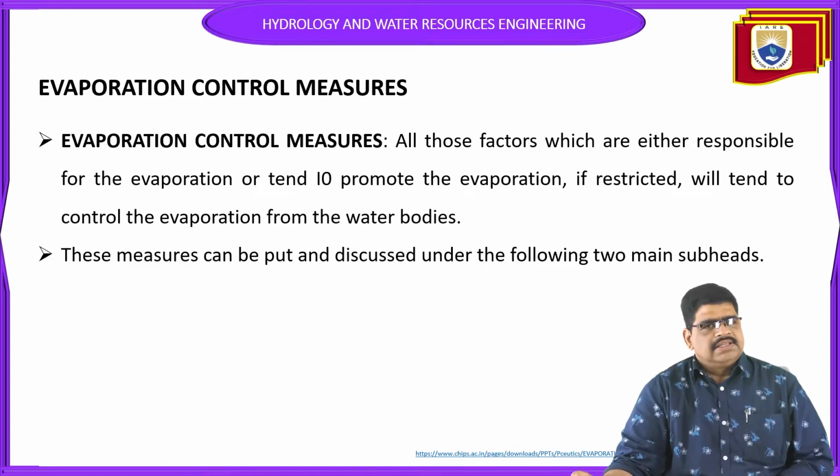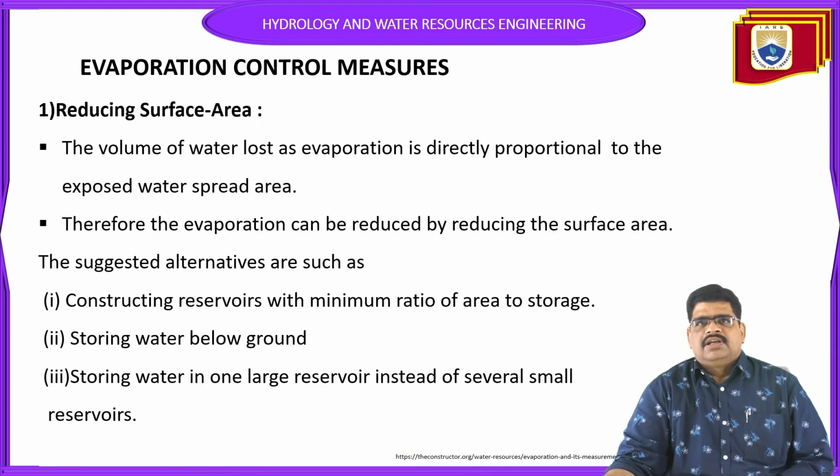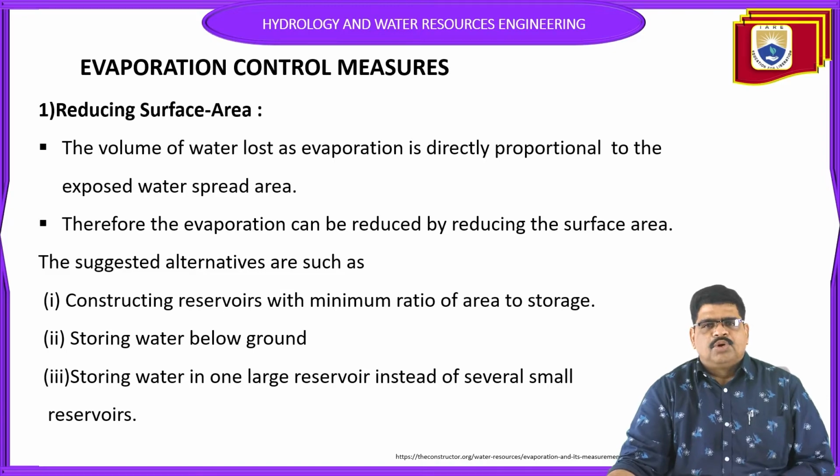But is there any technique to find out the evaporation control? So let us discuss all those factors which are responsible for the evaporation. When even 10% of the evaporation is restricted, we control the evaporation from the water bodies. These methods can also be discussed under the following two main schedules. Next, the first one is very important: reduce the surface area.